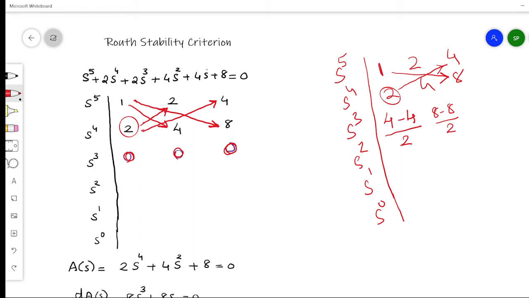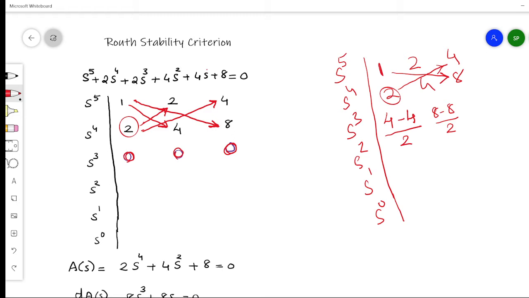So we won't be able to proceed further, because if we proceed, the division term will be with the 0. So everywhere it will become infinity. So we have to actually find the auxiliary equation for this array. How will you find the auxiliary equation?